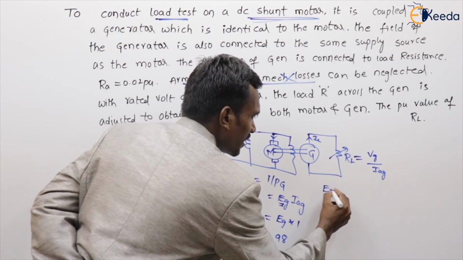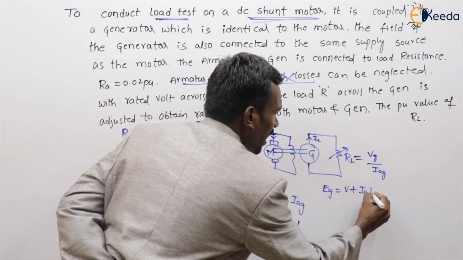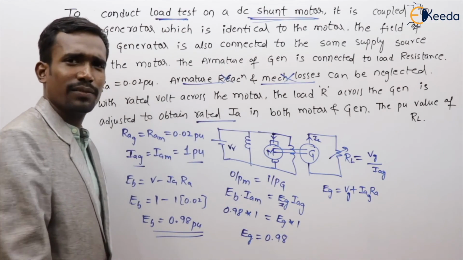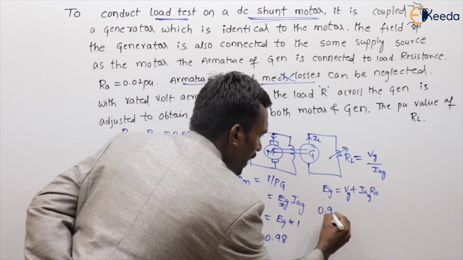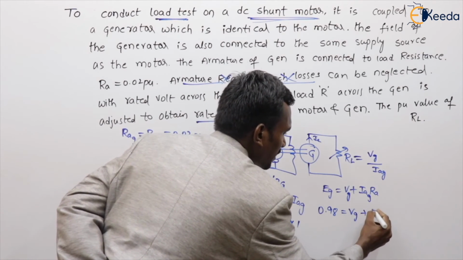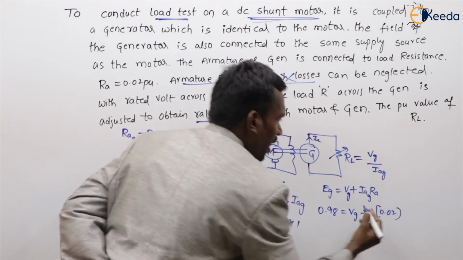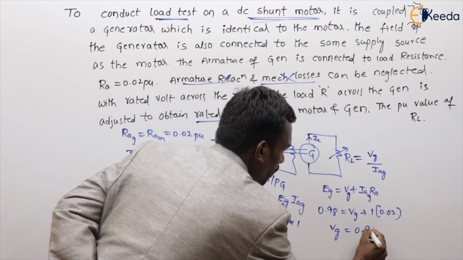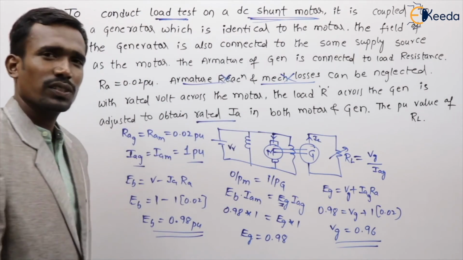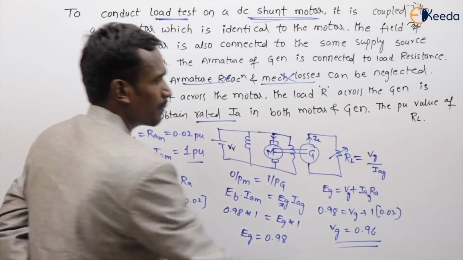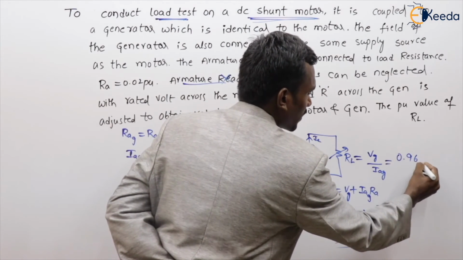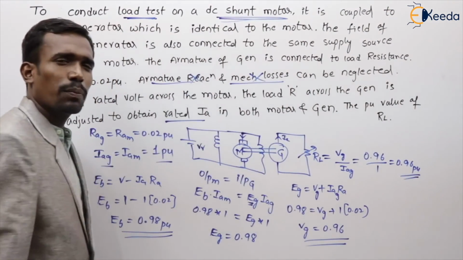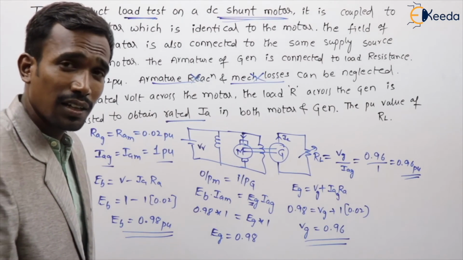But for generator, EZ is equal to V plus IARA. EZ is equal to 0.98, that is equal to VG plus IA into RA. Then find VZ. VZ is equal to 0.96. Tell me now, RL is equal to 0.96 by 1. That is 0.96 per unit. Are you okay?